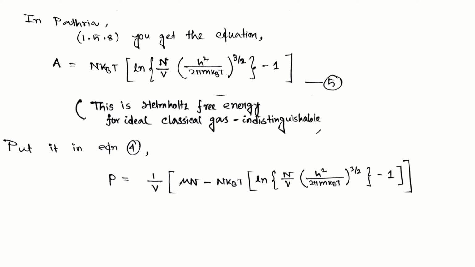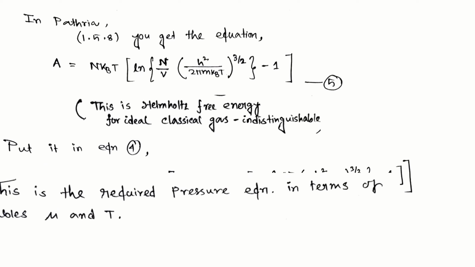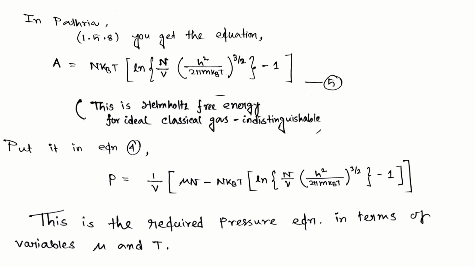Here the variables are only mu and T. Equation 5 is the Helmholtz free energy for an ideal classical gas, and this is for indistinguishable particles, because when we are dealing with the entropy of gas mixing and the Gibbs paradox problem, we have to consider the classical gas as indistinguishable to solve the Gibbs paradox. That's why we have taken the indistinguishable gas here. There they actually calculated the entropy first, and from the entropy they calculated the Helmholtz free energy.